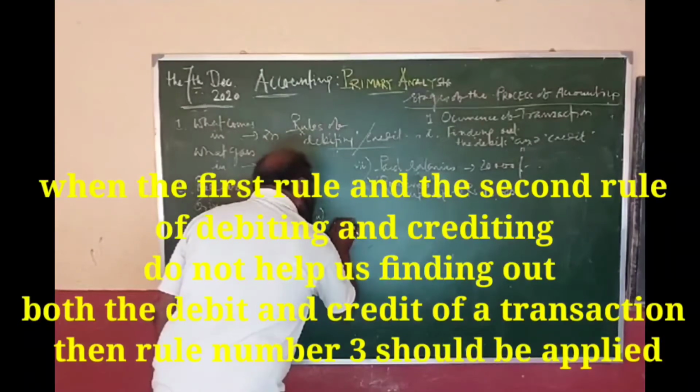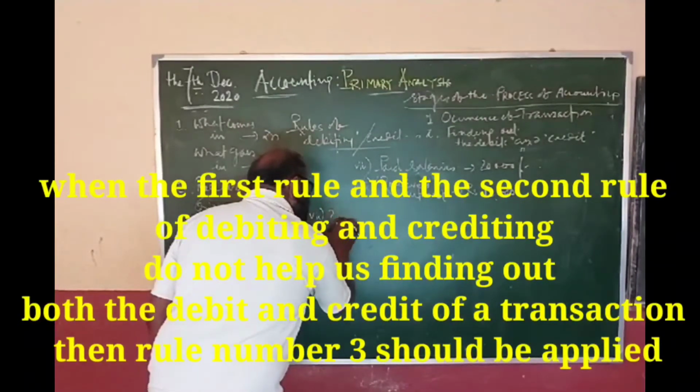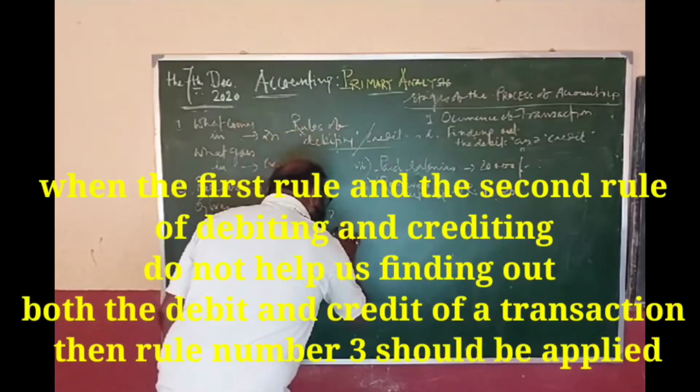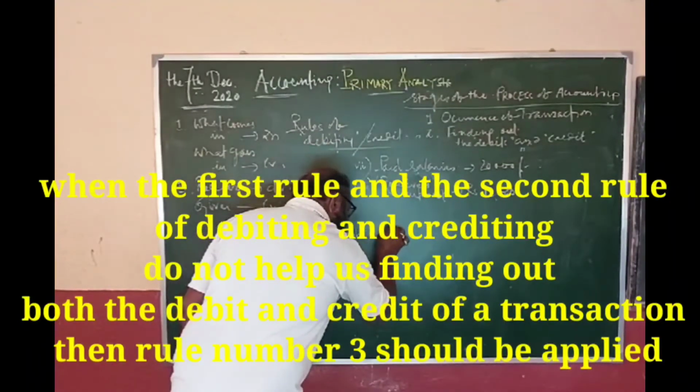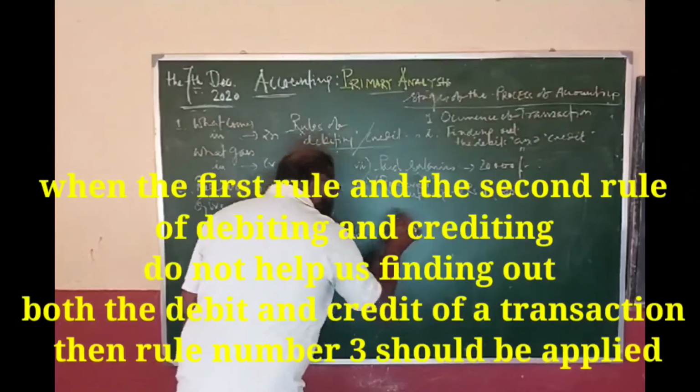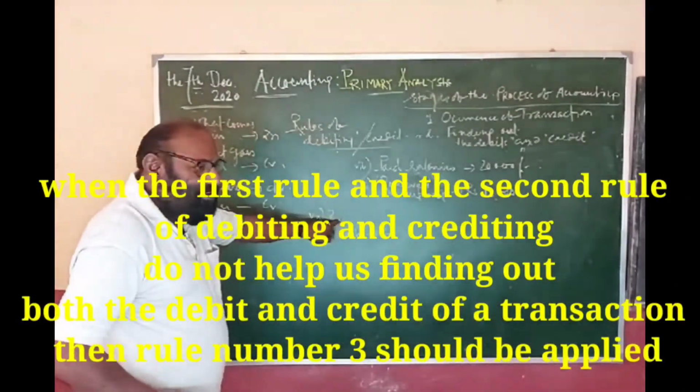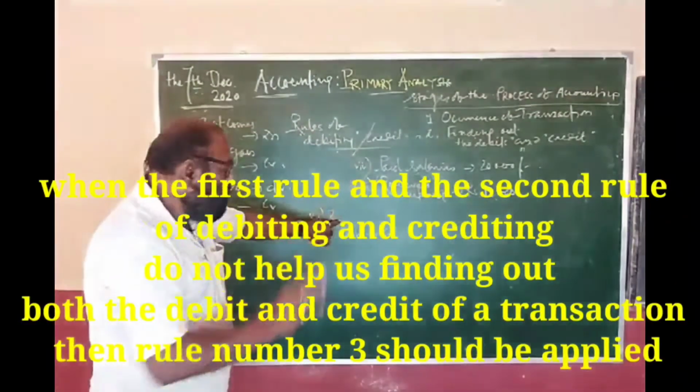Somebody says, sir, I got it, sir, I got it. But nothing was found. But cash is going out. So you are getting one part of the answer. One part of the answer: cash is credit. But what is debit? Nothing is found.